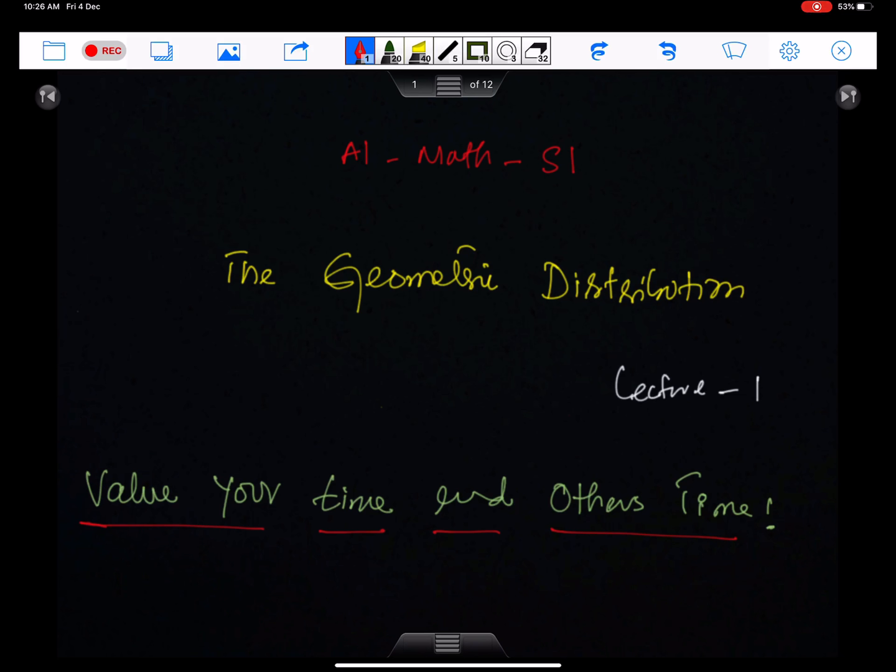Value your time and others' time. A very important advice for me and for everyone.